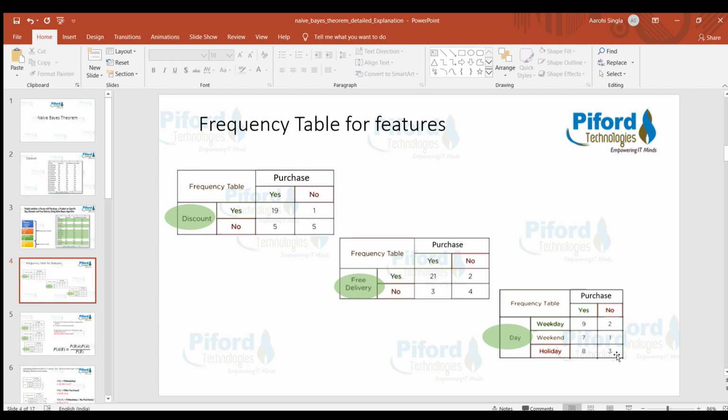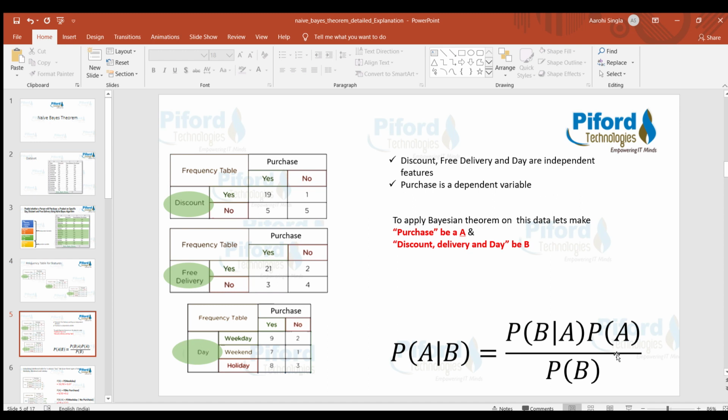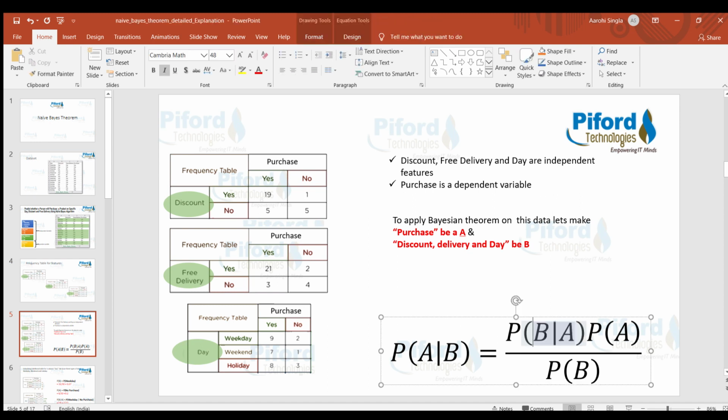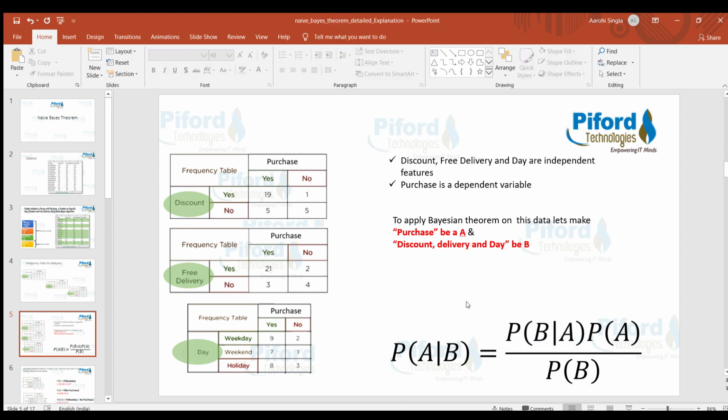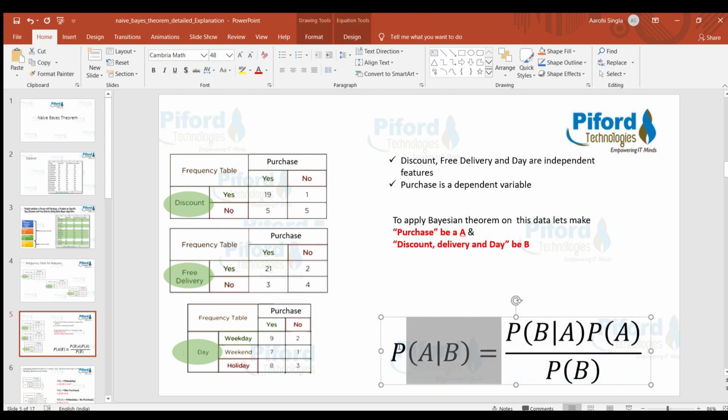Then let's move forward. Now, this is the Bayesian theorem, the formula of conditional probability. As I told you in the very first slide, conditional probability Bayesian theorem simply means that we can use the probability of one thing to predict the probability of another thing. If I want to know the probability of this thing, then I can use the probabilities of these things to solve it, right?